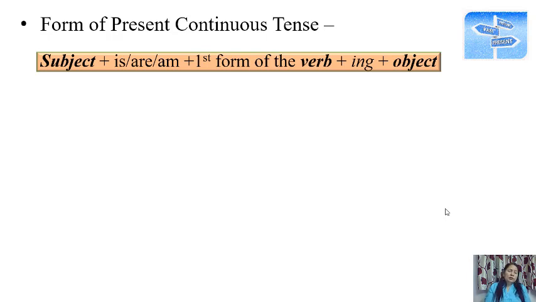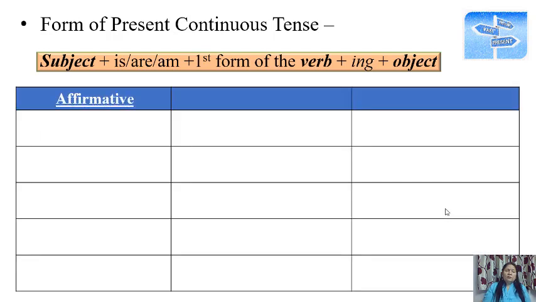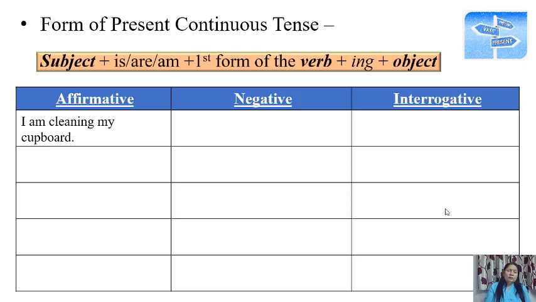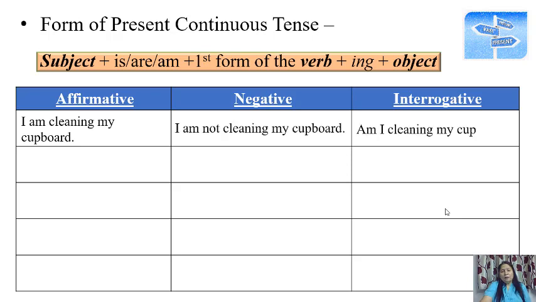If the subject is singular, we use is. If the subject is plural, we use are, and if the subject is I, we use am. Clear? Now let's look at the examples of three types: affirmative, negative, and interrogative. I am cleaning my cupboard. Negative will be simple, just introduce not. I am not cleaning my cupboard. And interrogative, am I cleaning my cupboard?